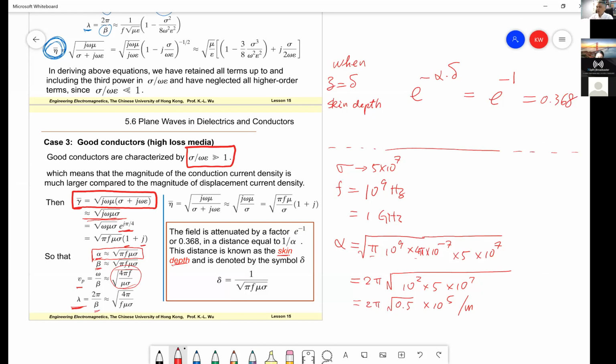That means once the signal attenuates from, let's say, 1 to 0.36, how much distance does it travel? It travels the skin depth distance. Then the skin depth is equal to 1 over alpha, right? So in this case, 1 over alpha. Anybody has a calculator?